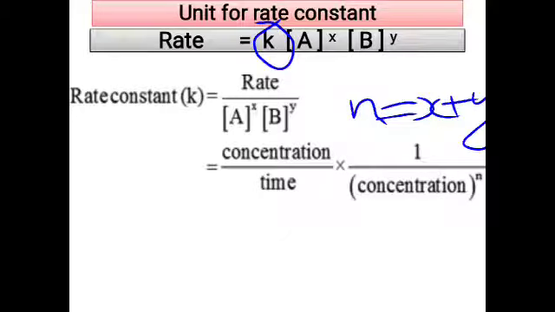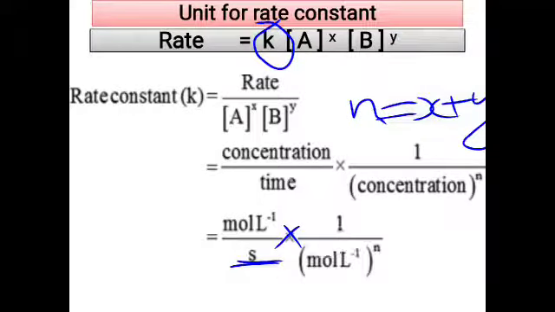Now how is the concentration being expressed? Here we are expressing concentration in molarity. Molarity means the number of moles of solute divided by the volume of the solution in liters, so that means moles per liter. So your concentration will be mole per liter and time would be measured in seconds. So mole per liter per second, into 1 divided by concentration. Again concentration is measured in molarity, so 1 divided by mole per liter, but overall to the power n.